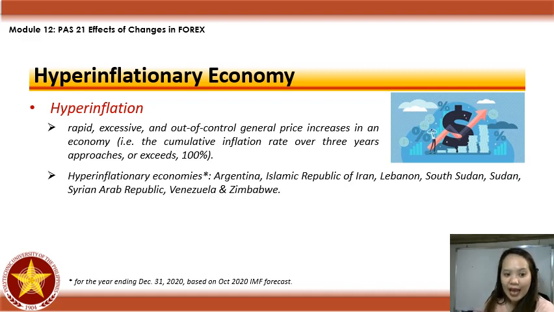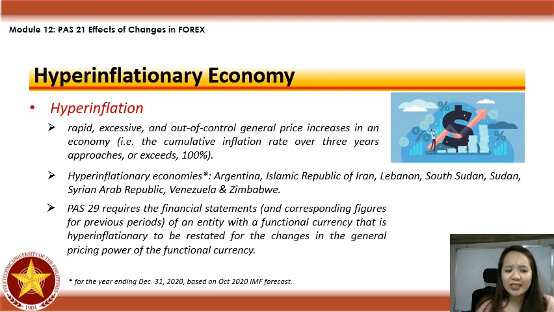According to IMF forecast released in October 2020, ito yung mga pino-forecast nila na hyperinflationary for the year ending 2020, no? Argentina, Iran, Lebanon, South Sudan, Syria, Venezuela, and Zimbabwe. So, if a company has subsidiaries in these countries, dapat i-restate niya using PAS 29, financial reporting in hyperinflationary economies. Yun siya. Okay. So, PAS 29, sabi nga, dapat i-restate mo siya. Paano mo siya i-restate? Using the general price index.